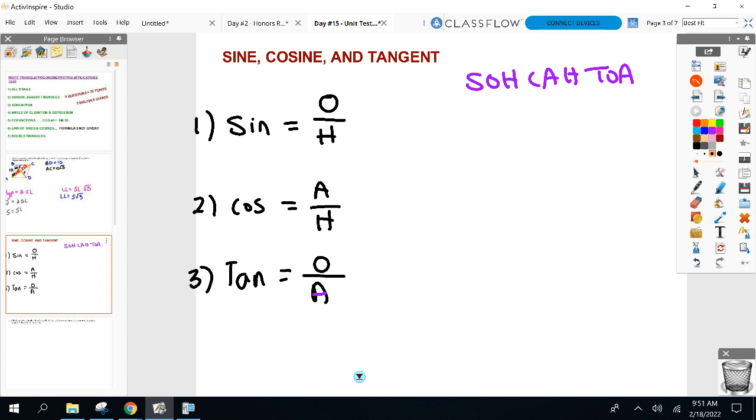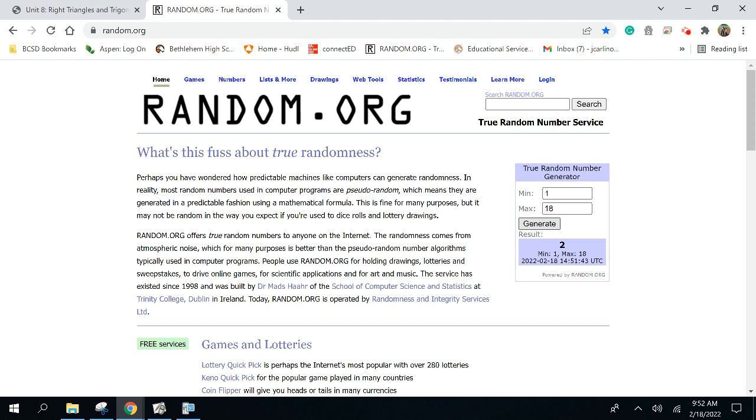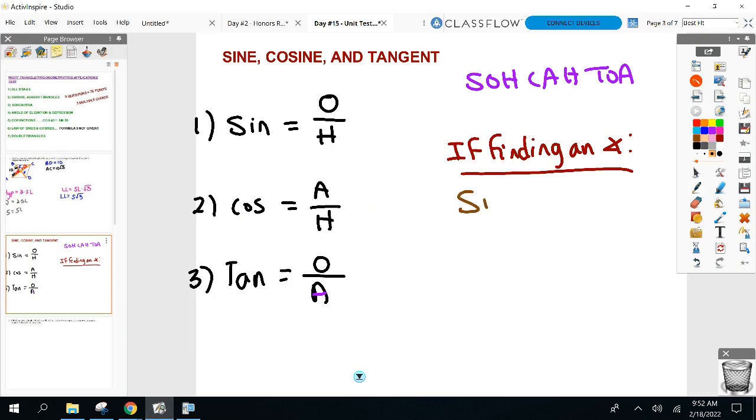And one last reminder before we get into a couple problems. If finding an angle, what do we have to remember to do? At the very end of the problem, I don't want to cross multiply. What do I want to look at on my calculator if I need to find an angle and I'm using sine, cosine, or tangent? Inverse sine, inverse cosine, inverse tangent.